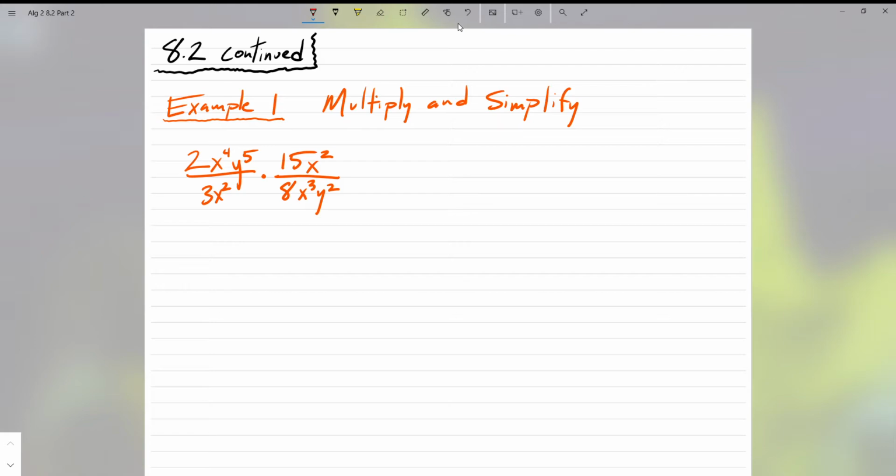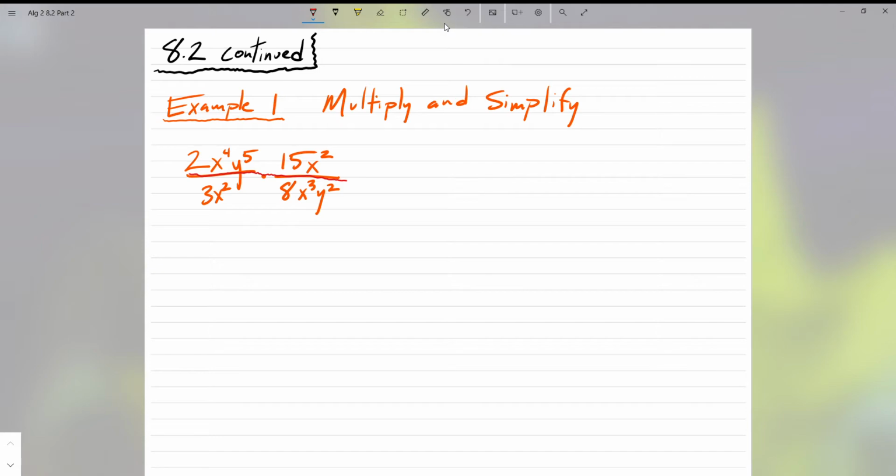So what I like to do is, when you're multiplying fractions together, I like to think of this as essentially one big fraction bar. And so my top is made up of 2 times x to the 4th times y to the 5th times 15 times x squared, over 3 times x squared times 8 times x cubed times y squared. And the reason I like to think of it like that is because I like to simplify all that I can before I combine everything. Let me get rid of this. I know I'm kind of weird about this. Let me get rid of the dots to make it less messy.